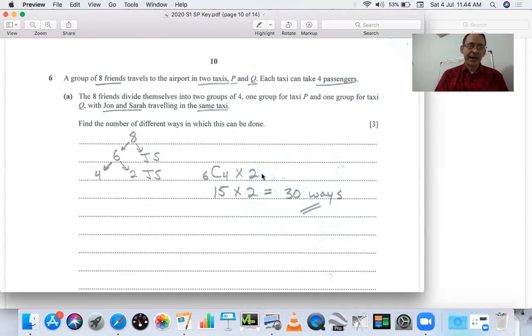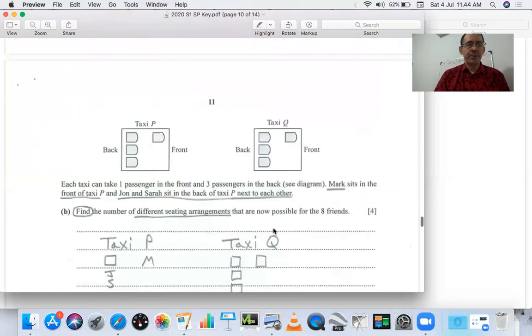Why do we times by 2? Well, that's because these 2 and John and Sarah could go into taxi P, and these 4 could go into taxi Q. So it can switch taxis. It doesn't say which taxi they need to be in, just the same taxi. So we need to multiply by 2. That way John and Sarah could either be in taxi P or taxi Q. 6 choose 4 is 15, times the 2 means there's 30 ways that you can do this. Moving on to part B.